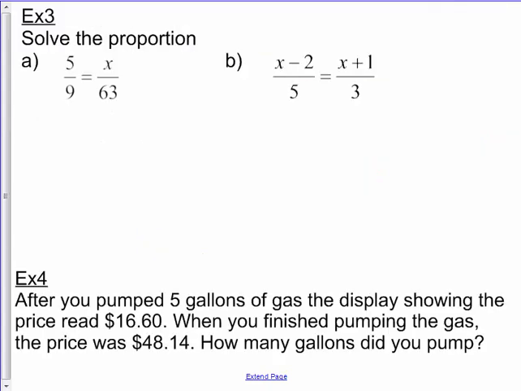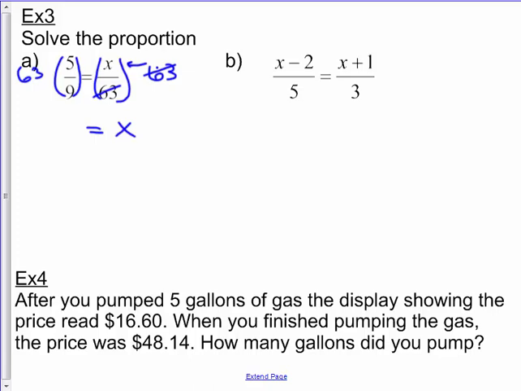In example 3, we're solving some proportions here. We have two kinds. In A, we have the simple proportion where we just have to solve for x. Notice x is on top, so I'm going to multiply by 63 on both sides. In this case, the 63s are going to cancel out on the right-hand side, and I'm just going to be left with x. And then on the left-hand side, I have 63 times 5 divided by 9.